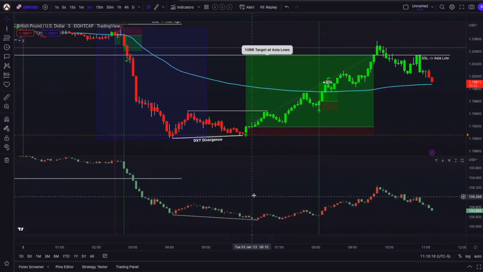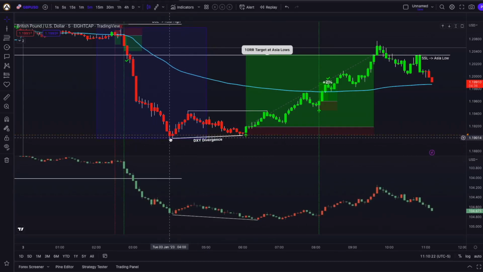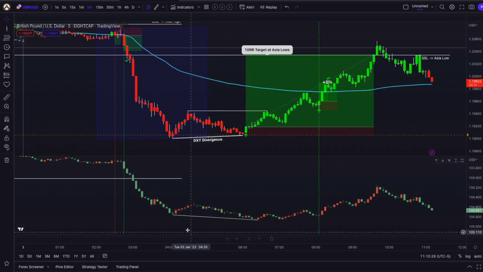So the DXY divergence is basically an SMT divergence. This concept has been brought to my attention from ICT, the Inner Circle Trader. And what I saw here is that on the DXY, we actually formed a lower low here at an extreme point.